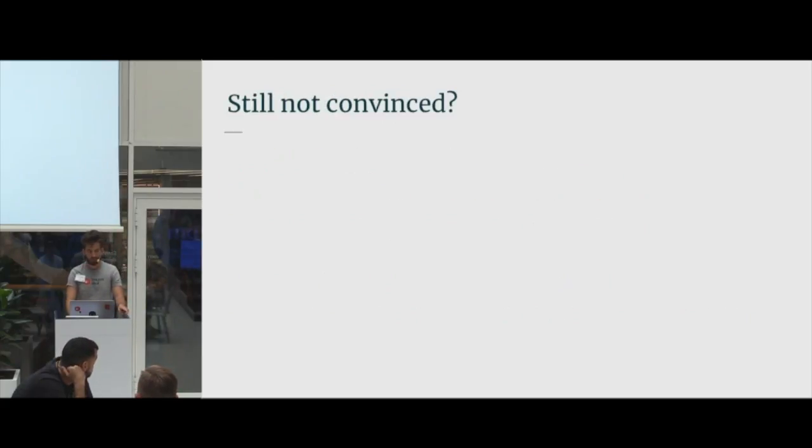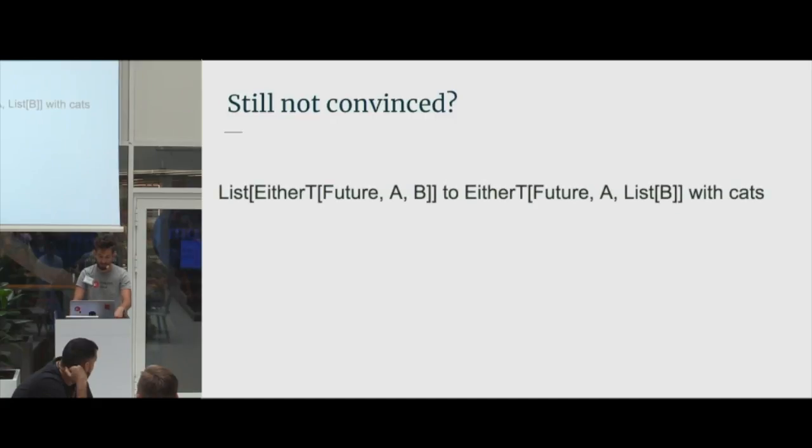So, still not convinced, maybe? What I did was I went to Stack Overflow and looked at the last 6 months, and there was a very, very common theme among questions I answered. And that theme is traverse. So, if I have this weird construct of list of EitherT of Future of A B, and I want to turn it into EitherT of Future of list of A, hey, that's like turning this list inside out, right? So the answer to this is just traverse.